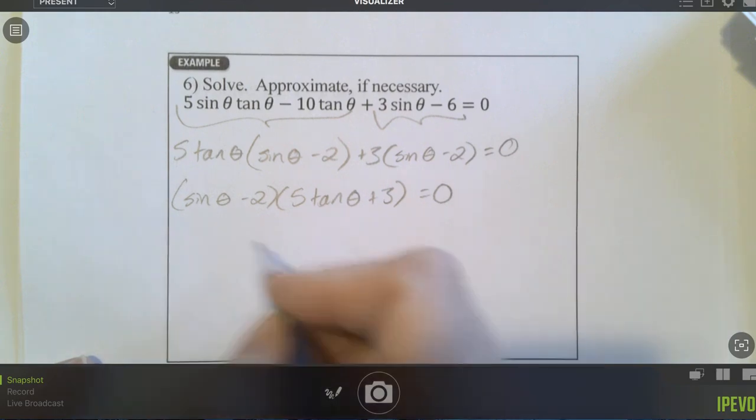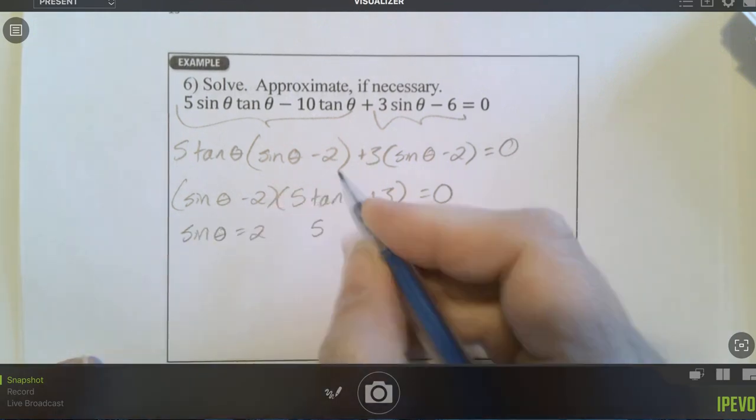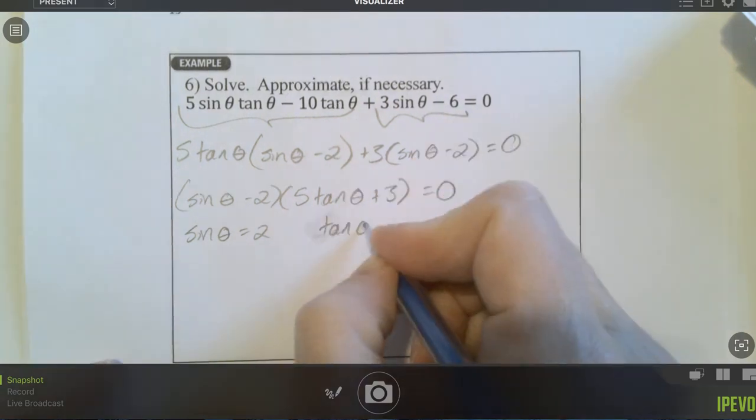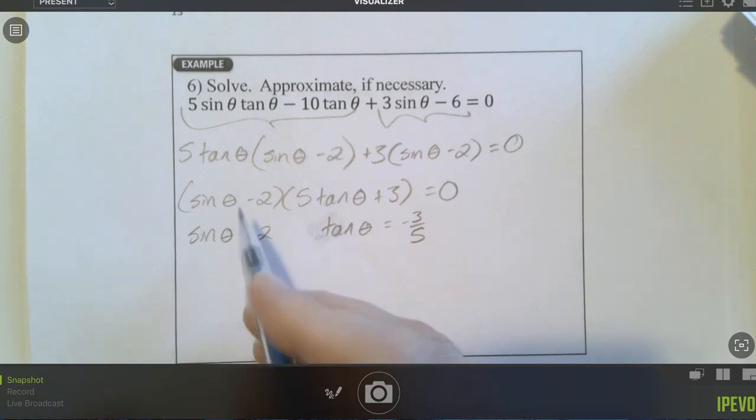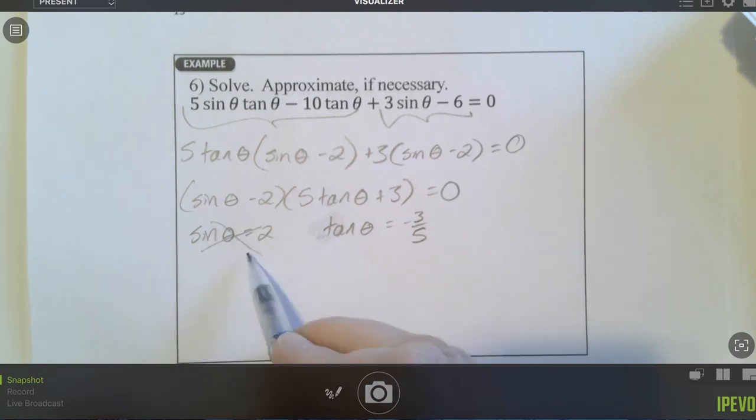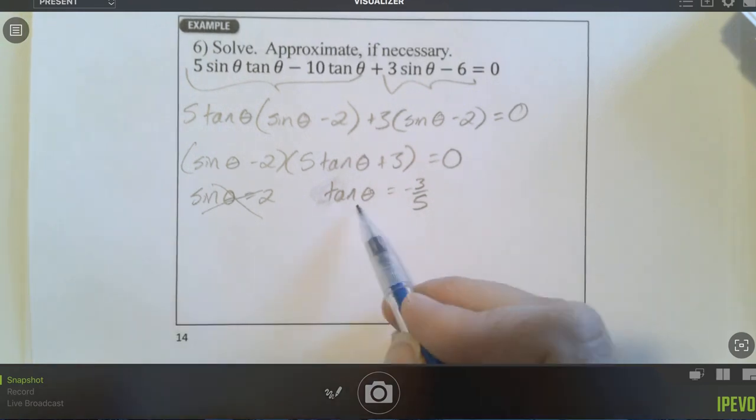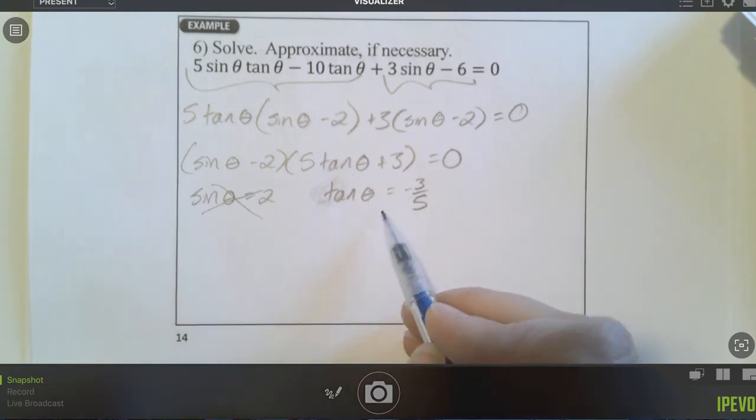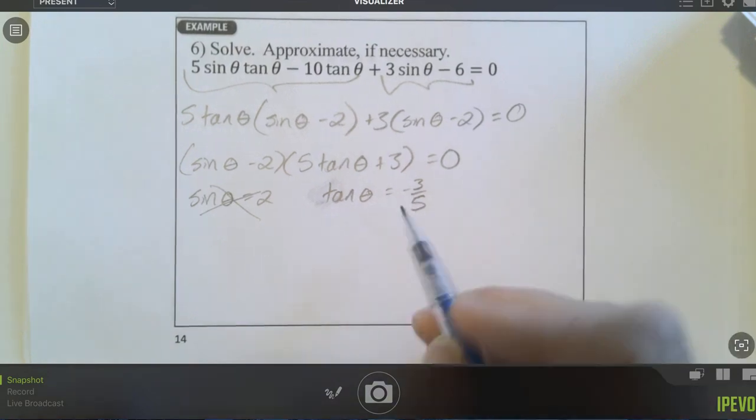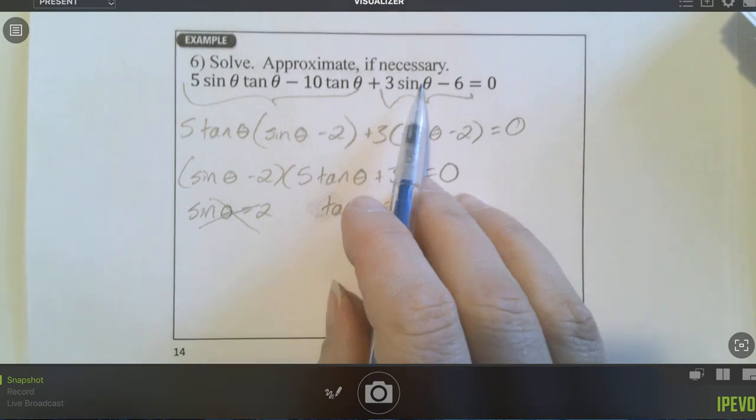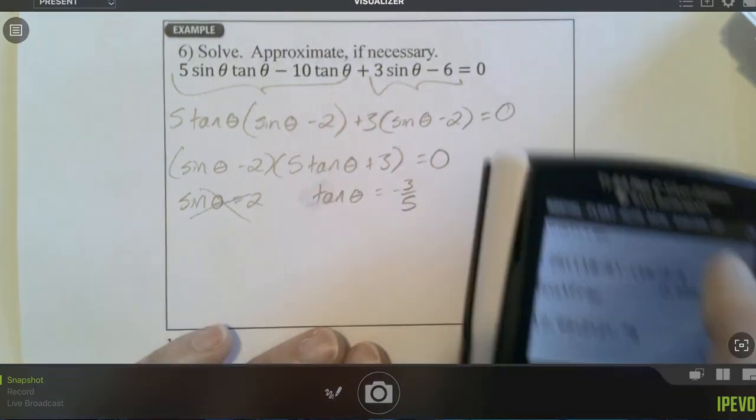So we'll set each of these equal to 0. Sine theta equals 2, and tangent of theta equals negative 3/5. Now over here, we're going to rule that out. We cannot solve that because sine can never be bigger than 1 or smaller than negative 1. But there is a solution here to tangent equals negative 3/5. So I'm going to do this one in degrees. It didn't specify that I had to do it in degrees or radians, but degrees are a little easier to think of. So let's do that in degrees.